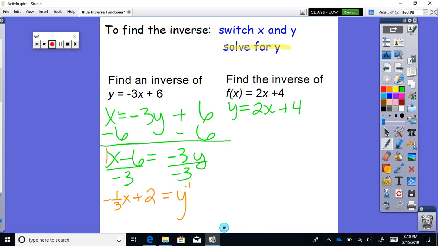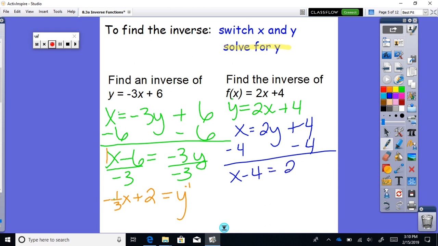So it's like having this, then replace, switch them, then solve for y. So subtract 4 from both sides, get x minus 4 equals 2y, divide everything by 2. This is a 1x, so it's a 1/2 x, and then 4 over 2 is minus 2. And so that equals f inverse of x.